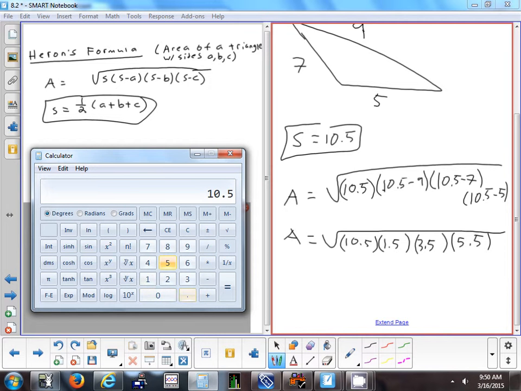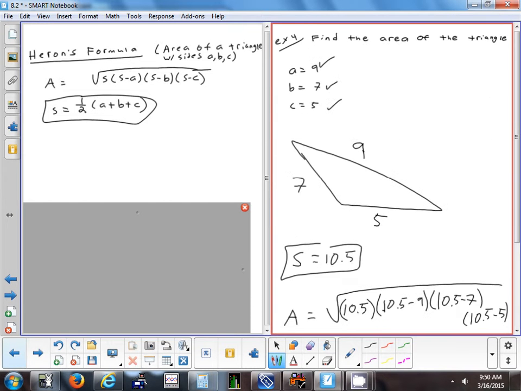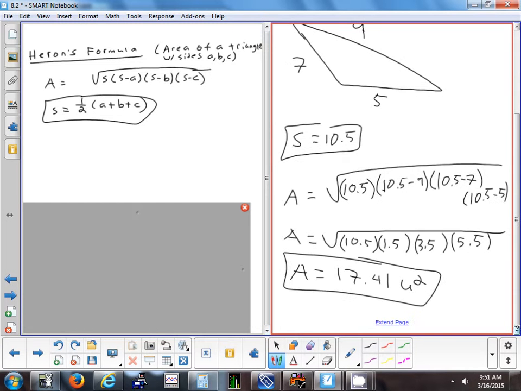Now we do 10.5 times 1.5 times 3.5 times 5.5. So you get 303.1875. And don't forget to take the square root. So 17.41. Any question on that? It's just another way to find the area of a triangle.